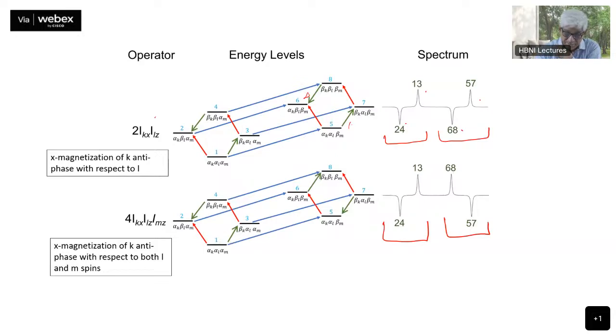Schematically you can see here, if I draw this, 1 to 3 is positive, 2 to 4 is negative, same as this. Now 5, 7 becomes negative. The 5, 7 was positive here. The 5, 7 becomes negative, 6, 8 becomes positive. Here, 6, 8 becomes positive. So therefore, this is considered doubly antiphase. The X magnetization of the K spin is doubly antiphase with respect to L and M.